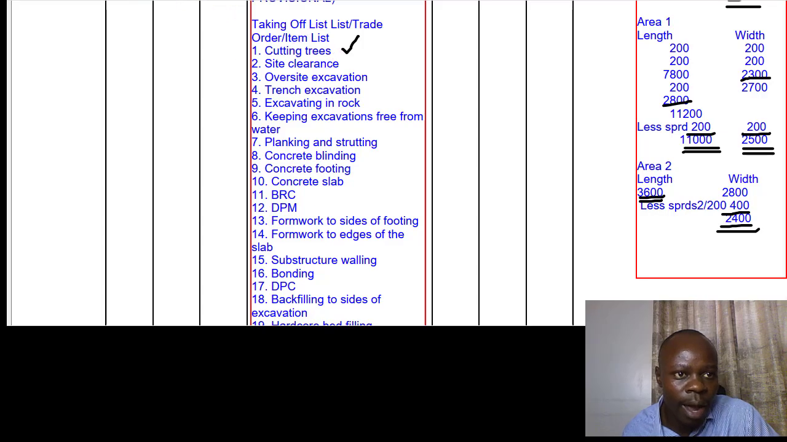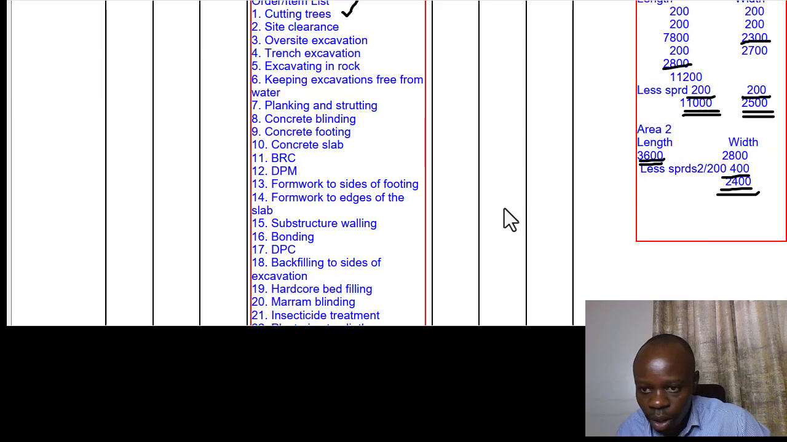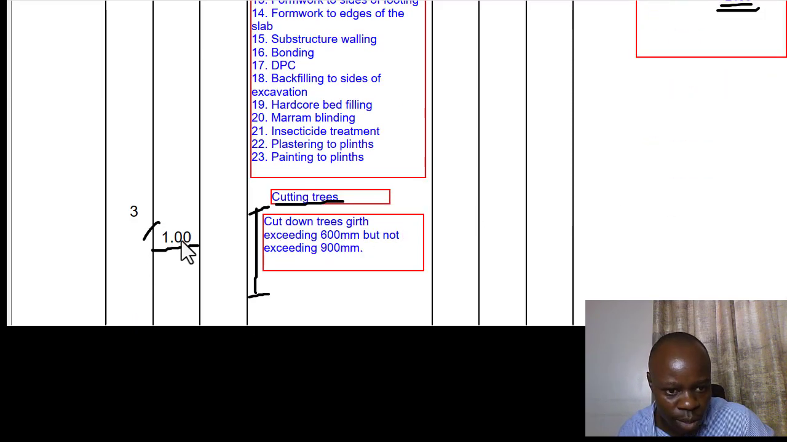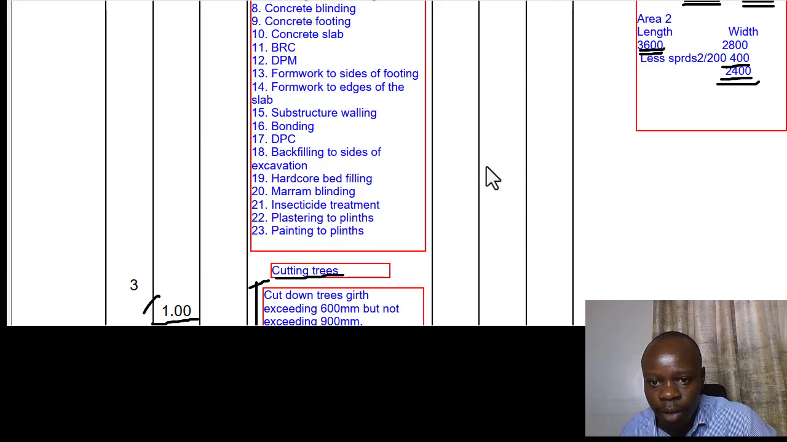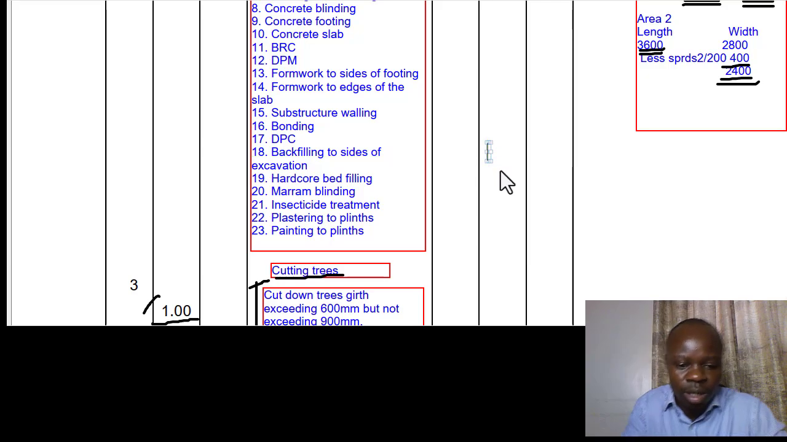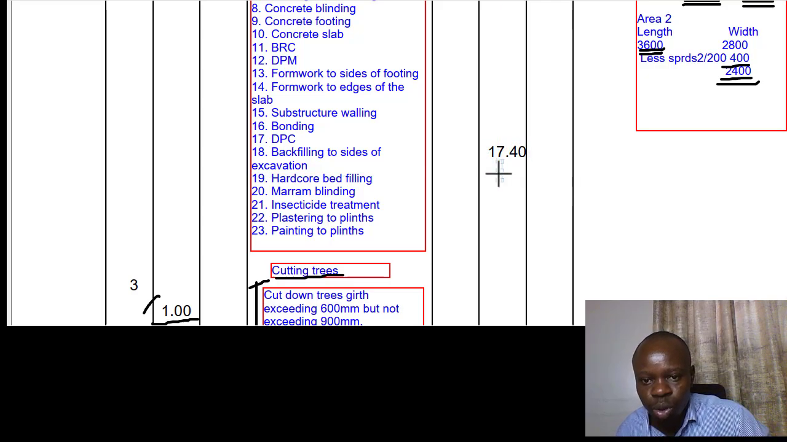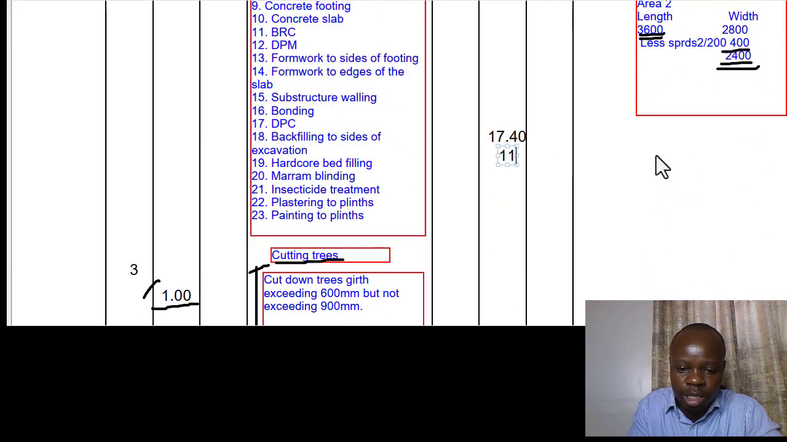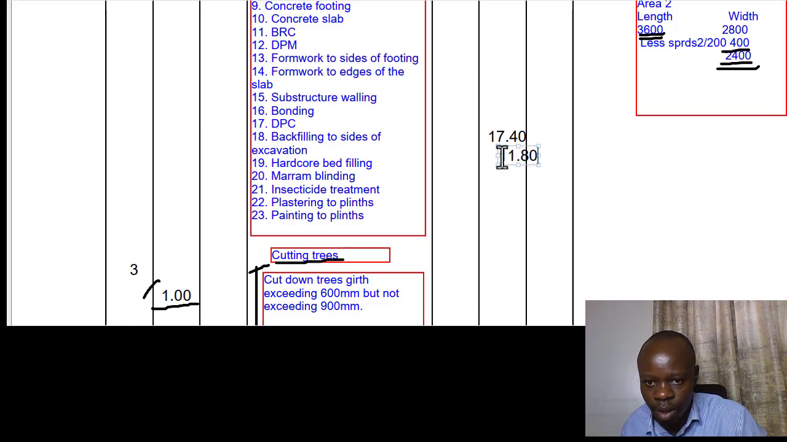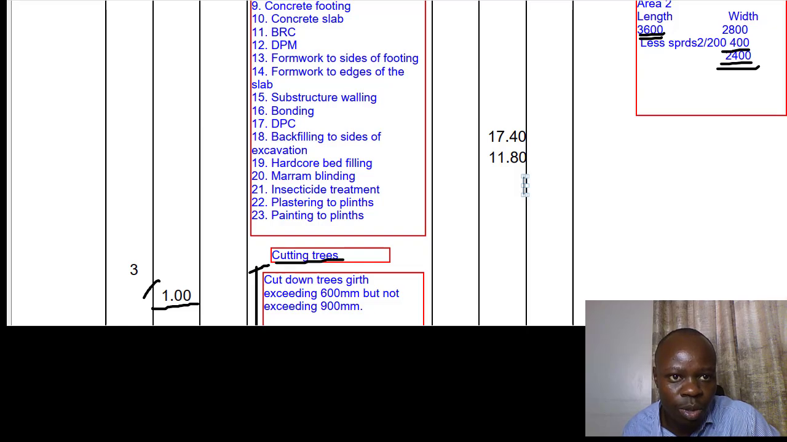And how do we go about that? So we'll start with the bigger one. The bigger one here was the 17.4. That is now our length in that particular place. 17.40. Remember to always use two decimal places. The width for that part is 11.8 in meters. Yes, that always has to be remembered at all times, because those are the dimensions that we need to take into consideration.